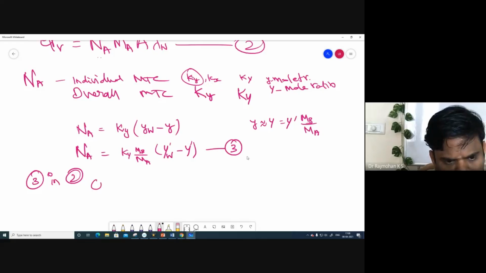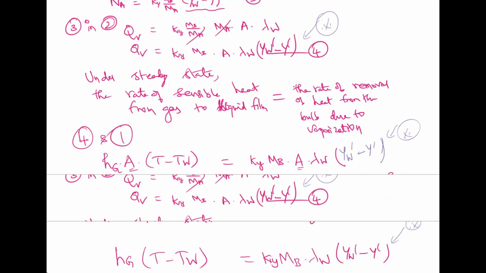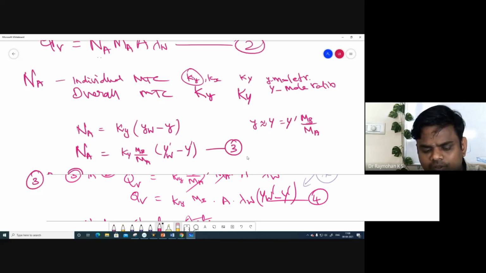So what we get? Qv is equal to, for Na we are substituting Ky into mb by ma, into, again we have ma A lambda w, multiplied by yw dash minus y dash. I forgot to do that, you please add it. mb into A into lambda w is Qv. Now this is the expression for the rate of heat transfer from the wick to the thermometer bulb.